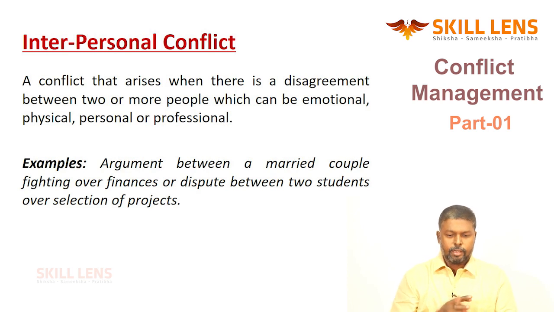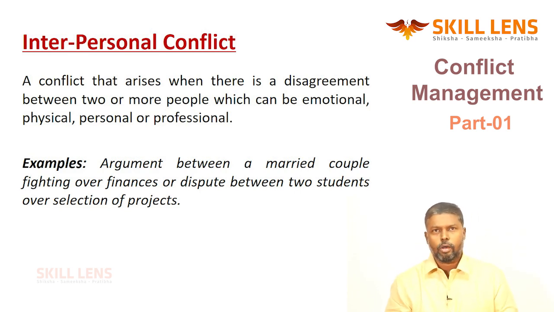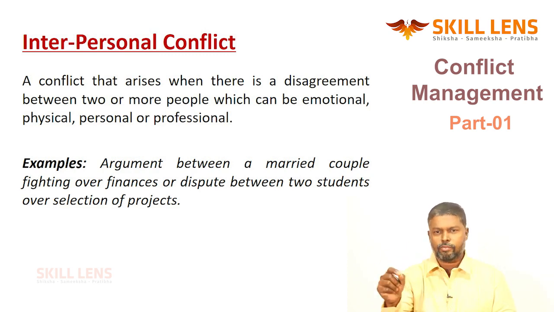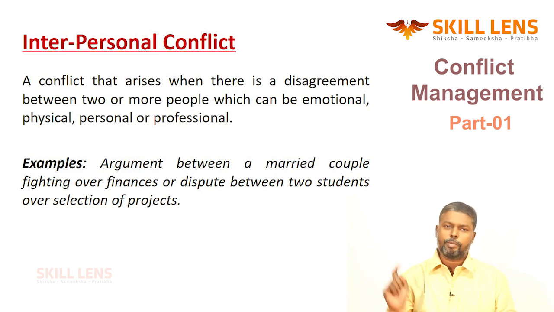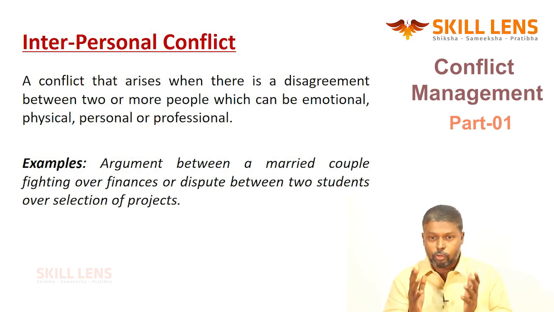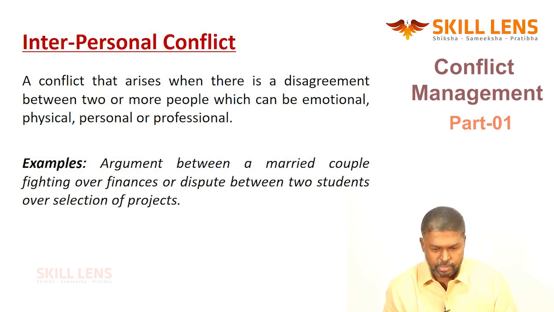Interpersonal conflict. A conflict that arises when there is a disagreement between two people or one and many people is called interpersonal conflict. An argument between a married couple, or between two students, or between two professionals, when they are not in line with each other's thought process, interpersonal conflict arises. This could be physical, emotional, personal, or professional. Anyways, when there is a disagreement between two individuals, we call it interpersonal conflict.